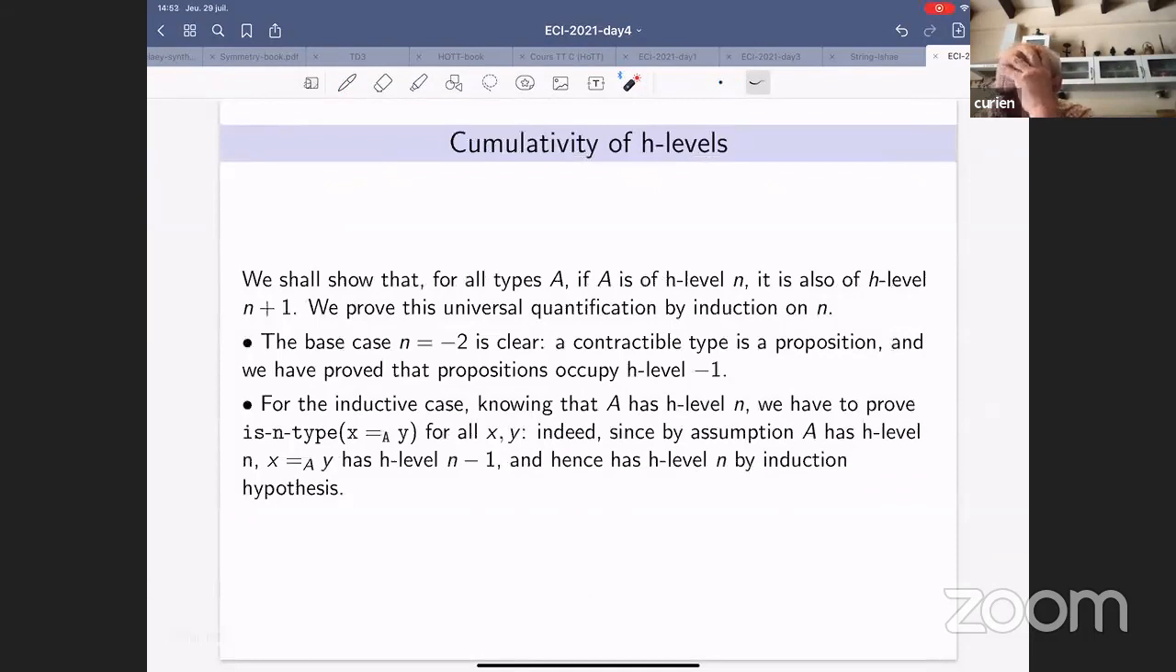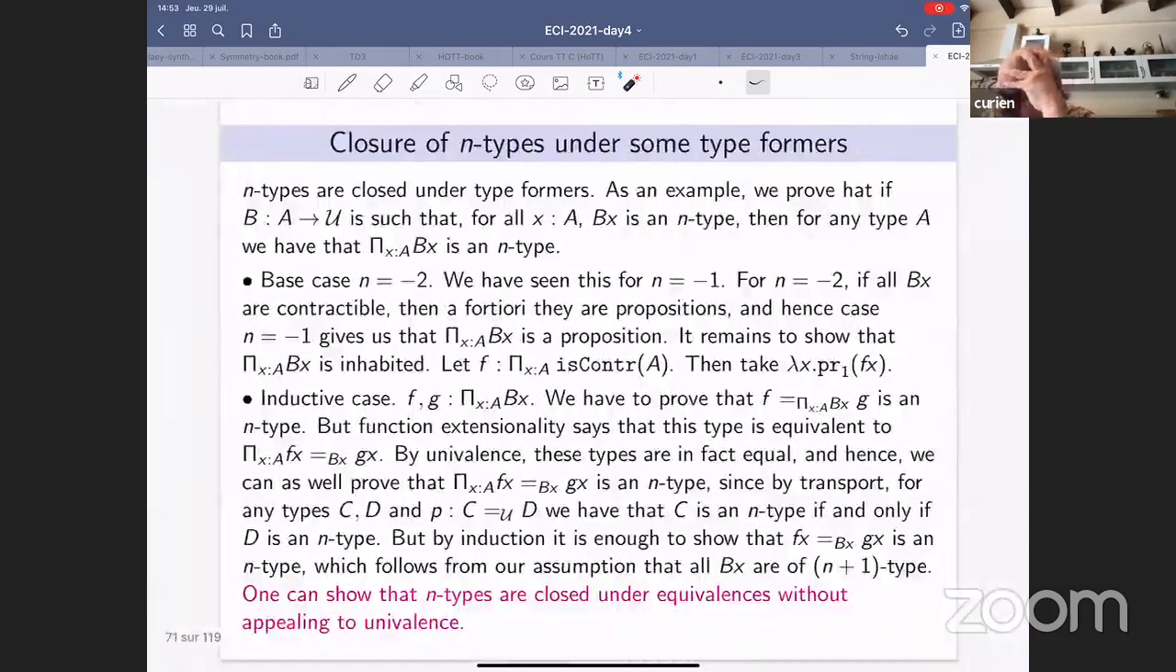Then I showed also that there is a cumulativity property, and now this is written properly. There was a typo. If some type is of some h-level, then it is of any higher h-level. And here there are two slides that I did not detail, and I will not detail them either because I need to move forward. But let me at least tell you the content.